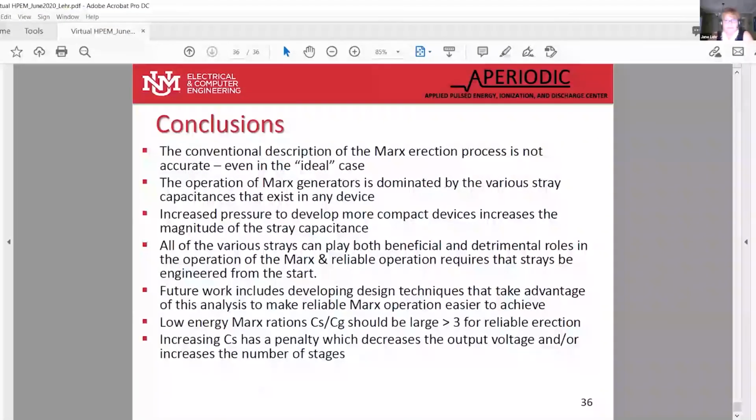So in conclusion, we are marching on our way to making Marx banks more designable and ultimately more reliable. And we have a paper coming out on this soon. Thanks.